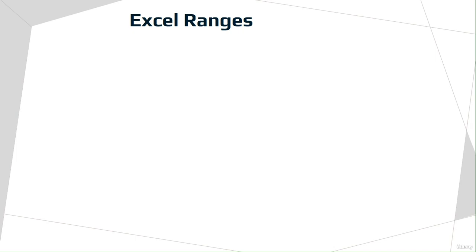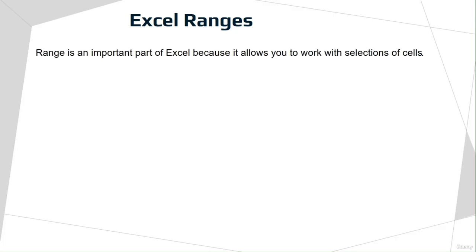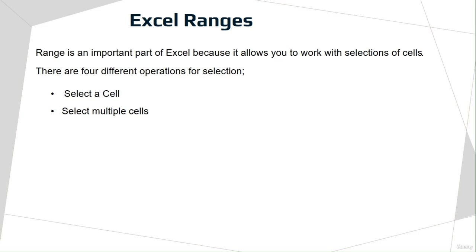In this lesson, we will be discussing Excel ranges. Range is an important part of Excel because it allows you to work with selections of cells. There are 4 different operations for selection. Select a cell, select multiple cells, select a column, and select a row. These are the 4 different operations you can perform for selection.